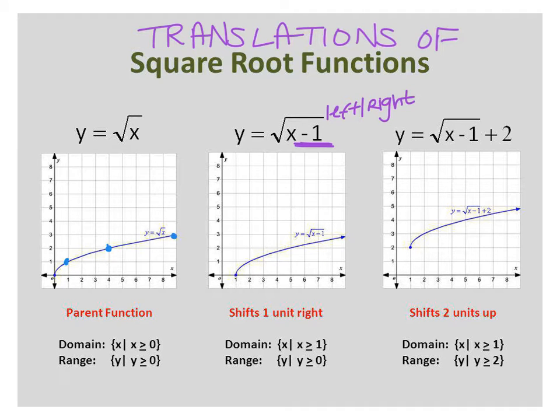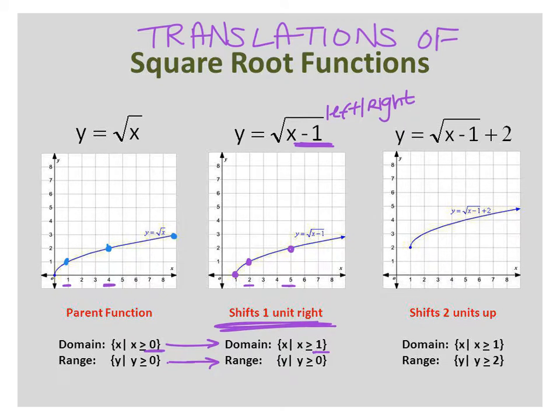So -1, in fact, means to go right 1. So notice that every single point in this graph just got pushed to the right 1. Notice that instead of being at 1, 1, it's at 2, 1. Instead of being at 4, 2, I'm at 5, 2. Okay? Notice also what that does to the domain and range. So the range stays the same, but since x is what was affected, the x changes from 0 to being 1. Kind of like it did when we changed the vertex in quadratics.